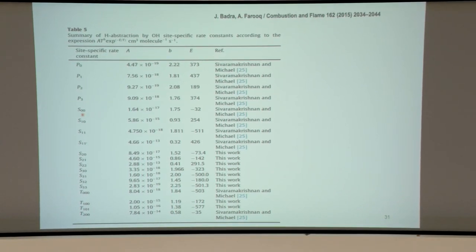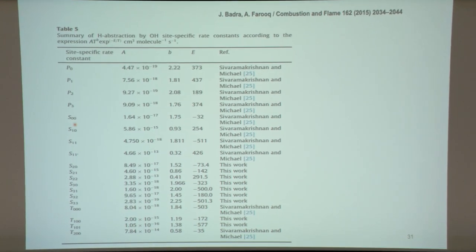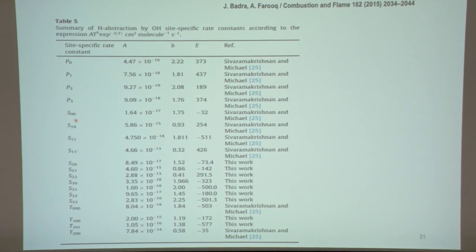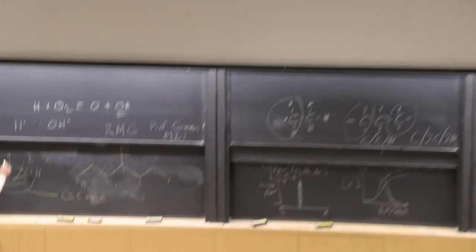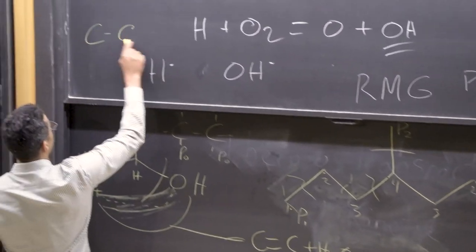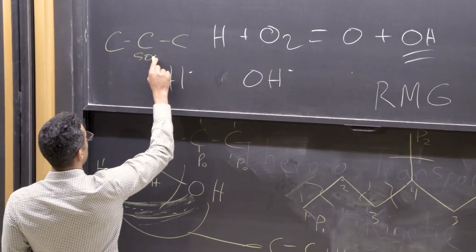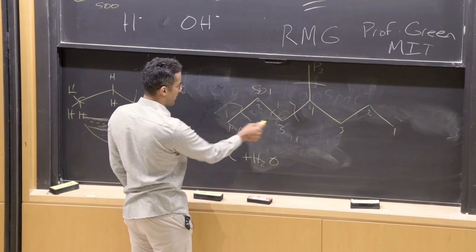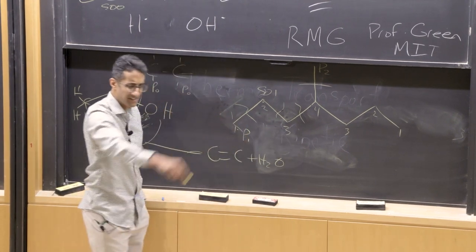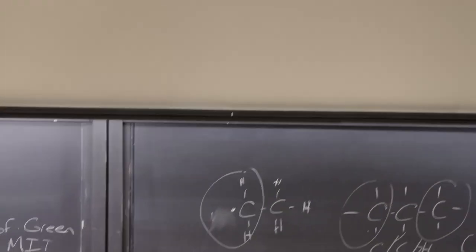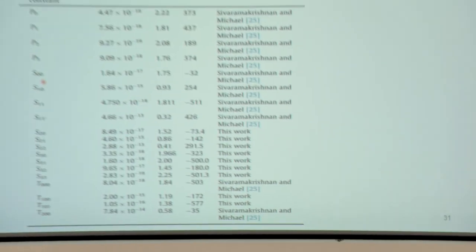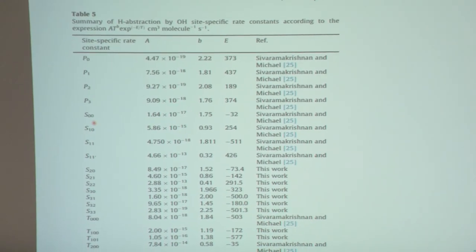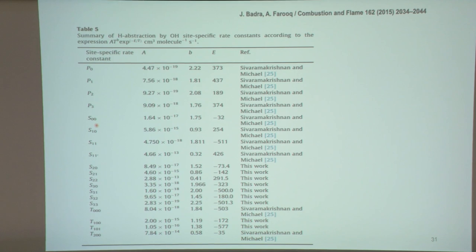Similarly, S00 is a secondary bonded to two primaries. So it's the middle of propane. If you have propane, this is S00. This one becomes S01. It's a secondary bonded to a primary, a zero and a one. And like this, they've got this whole table. And how do they do it? Well, they bought a bunch of chemicals with every single combination of these things, and they measured the rate.